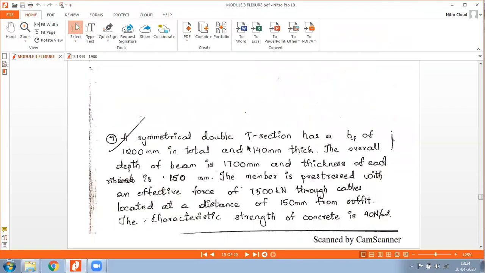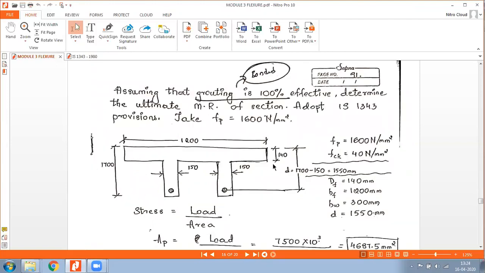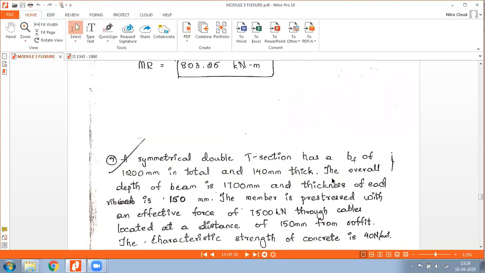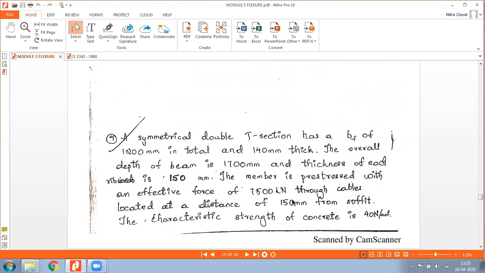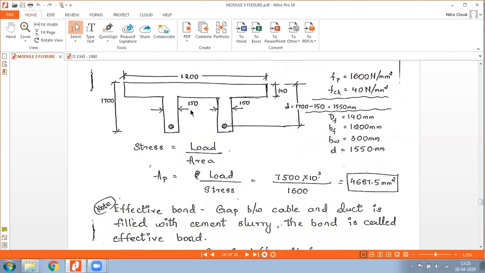Next problem. A symmetrical double T section has a breadth of flange of 1200 mm in total and 140 mm thick. 140 mm is the thickness of the flange. The overall depth of the beam is 1700. Overall depth, this from top of the flange to the bottom of the beam, 1700 mm. And thickness of the rib is 150 mm. Then the thickness of the rib means the web is equal to 150 mm.